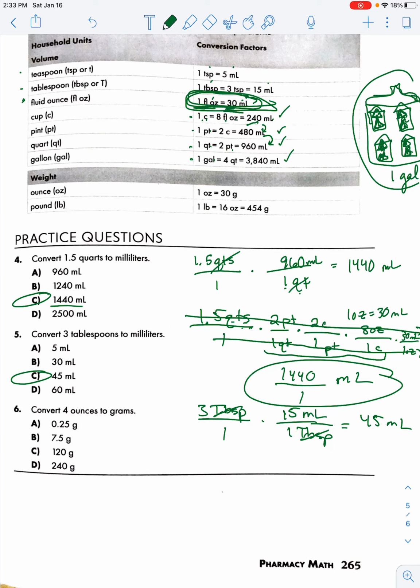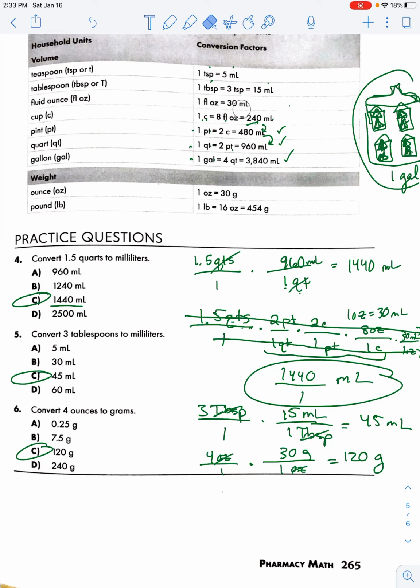And finally, ounces to grams. 4 ounces. 1 ounce is 30 grams. Ounces and ounces cancel. 4 times 30 is 120, and we're left with grams. So C is the answer.